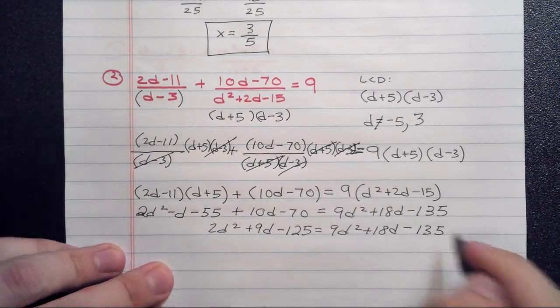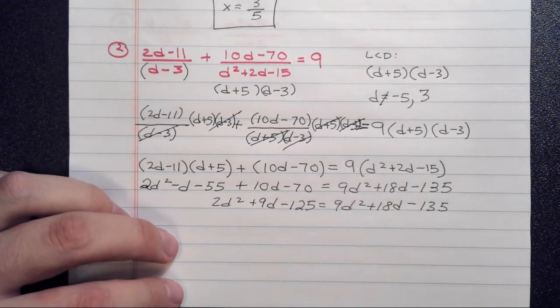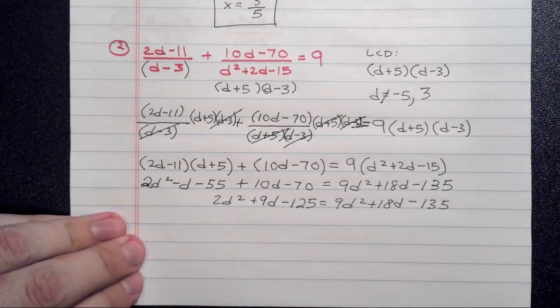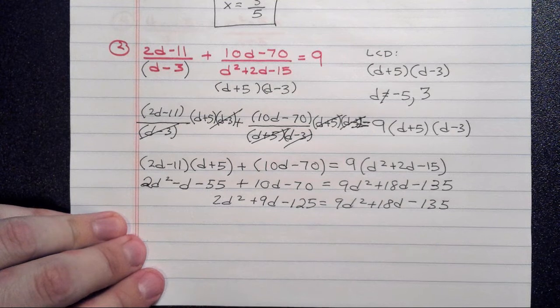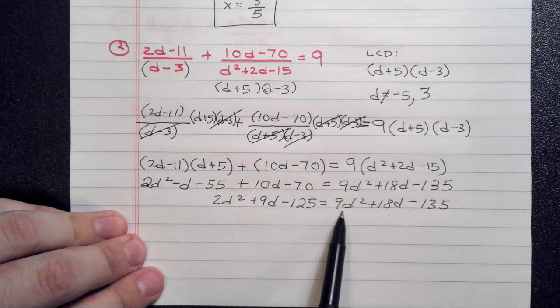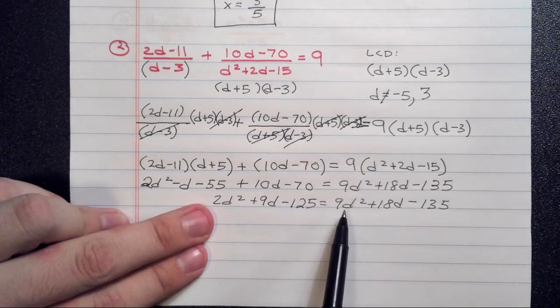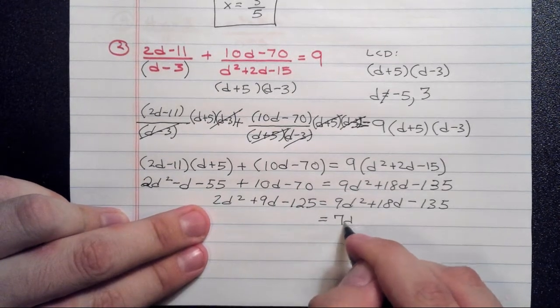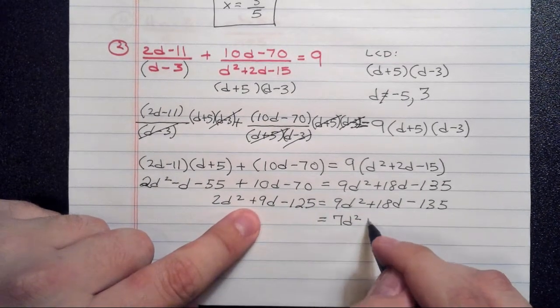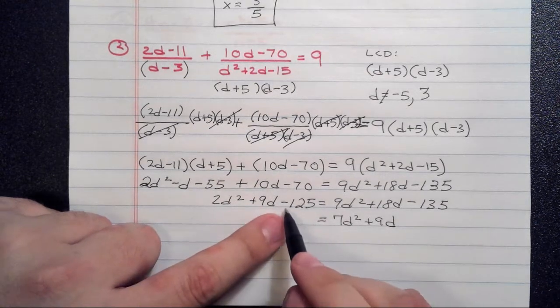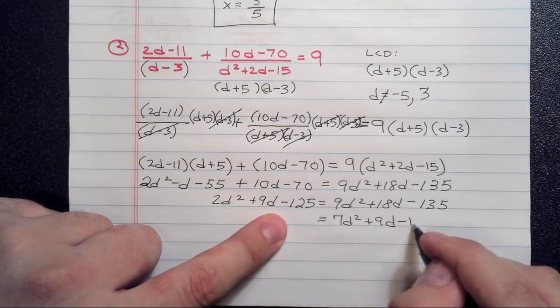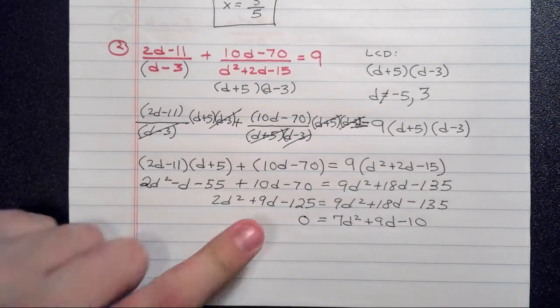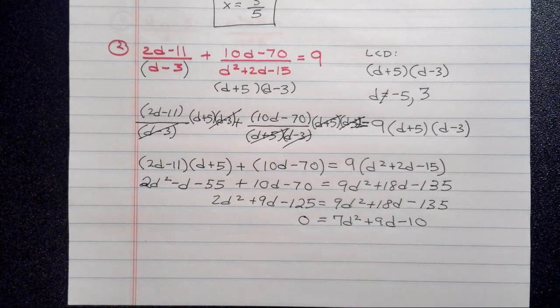Now, what we see here very clearly is a quadratic. And if you learn nothing else in Algebra 2, you know that to solve a quadratic you have to have 0 on one side. So I'm going to move everything to one side of the equation. Which side? Well, if I move stuff over to the right side, I will have a positive leading coefficient for my polynomial. So let's do that. If I subtract 2d squared, I'll get 7d squared. If I subtract 9d, I will have plus 9d. And if I add 125, I will then have minus 10. Okay, so I have 0 is equal to 7d squared plus 9d minus 10.